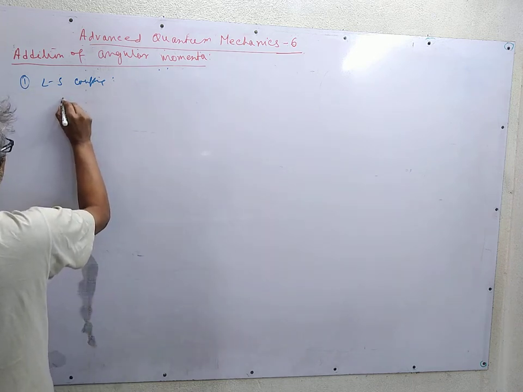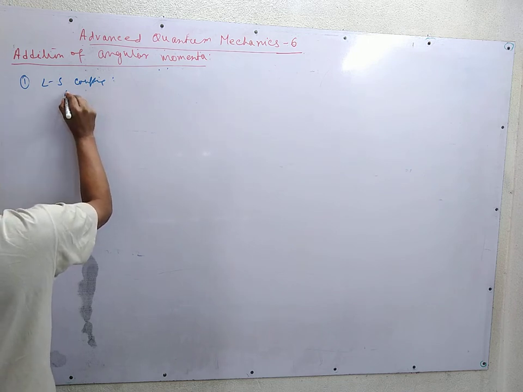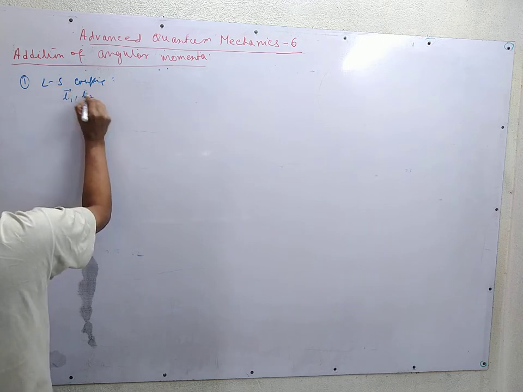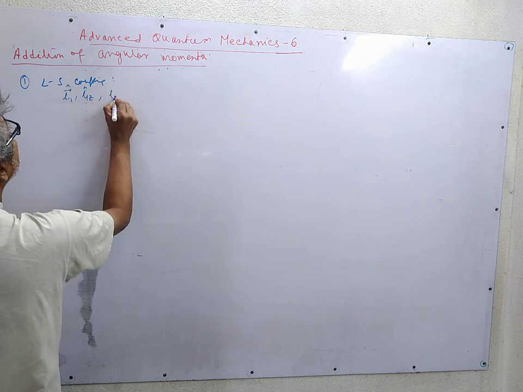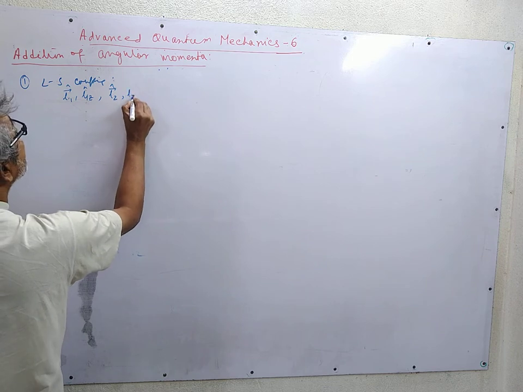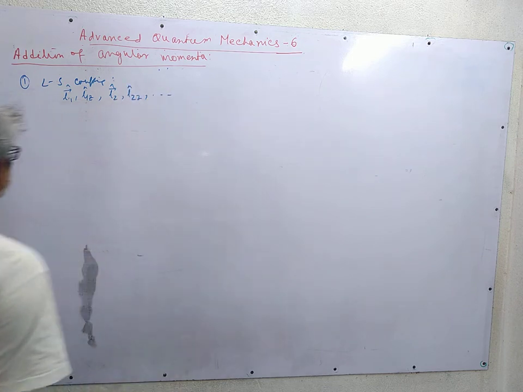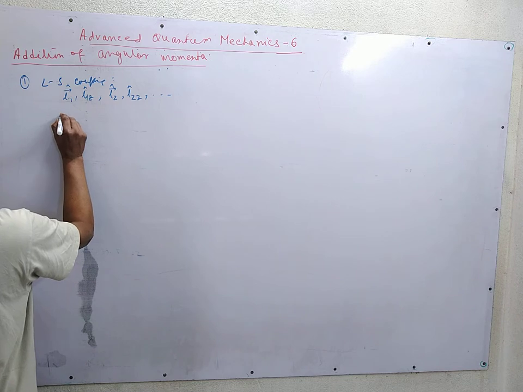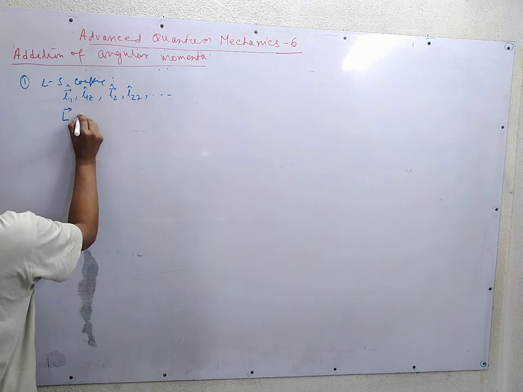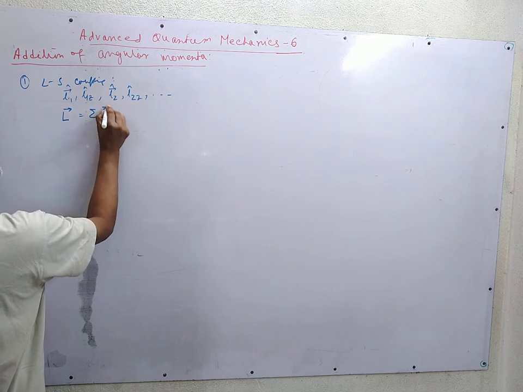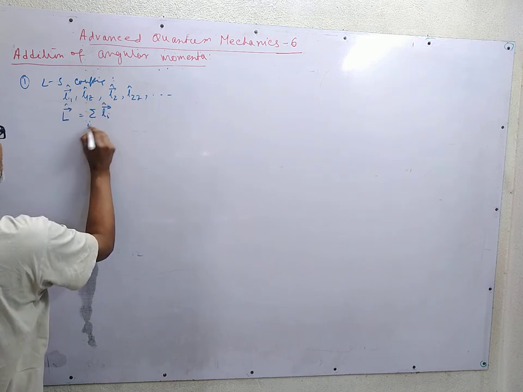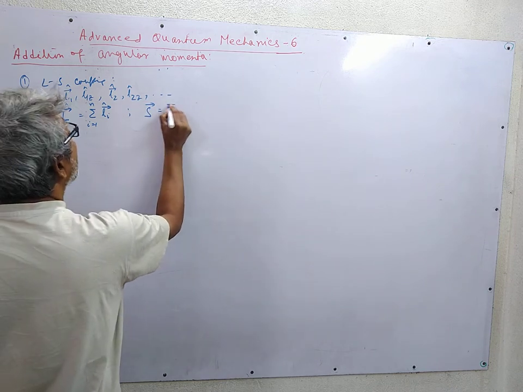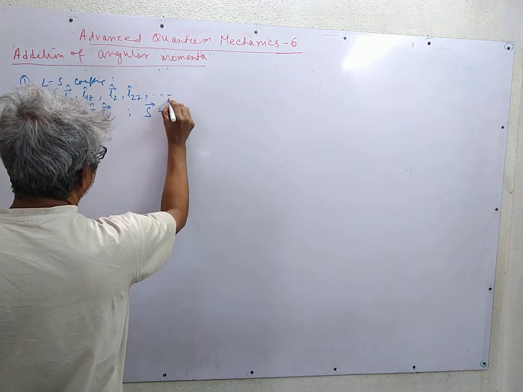So originally we have L1, L1Z, L2, L2Z, etc. We have these operators for the individual electrons: this is for electron 1, this is for electron 2. We add L as the summation over the Li operators, sum over i over all electrons, and we individually add S, which is the sum of the spins of all electrons.